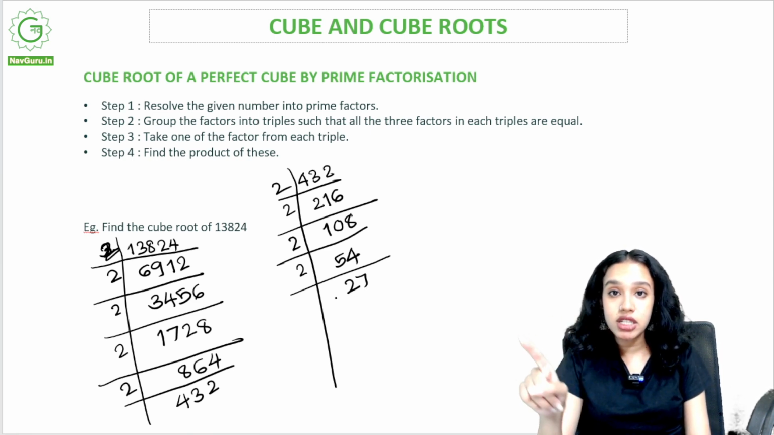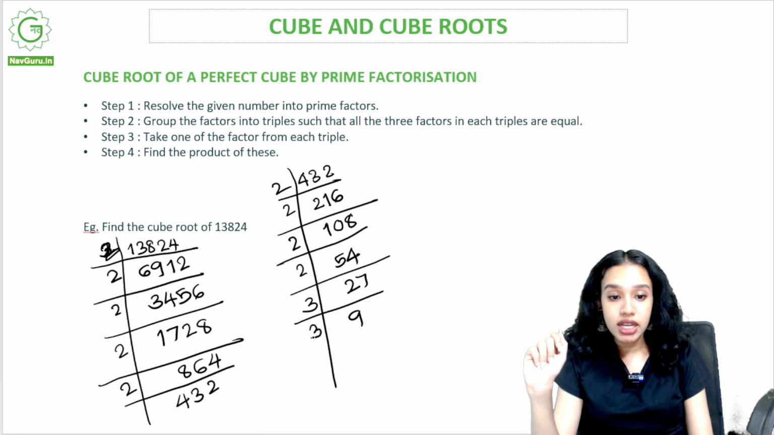We'll check the divisibility by 3. We have 7 plus 2 is equal to 9. So we'll divide it by 3, we'll get 9. Now again dividing by 3, we'll get 3. Again dividing by 3, we'll reach 1, right?